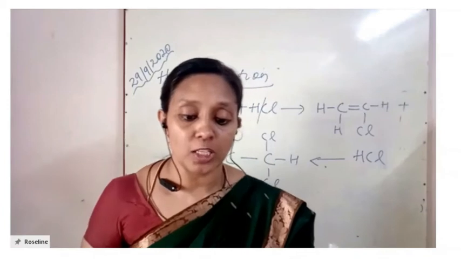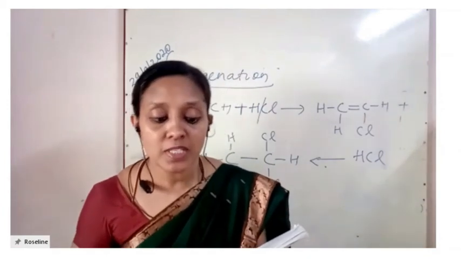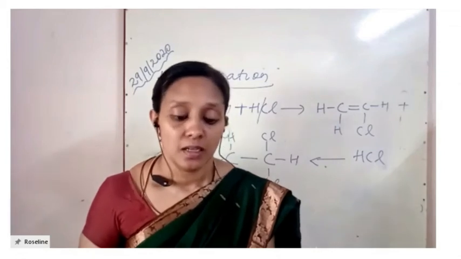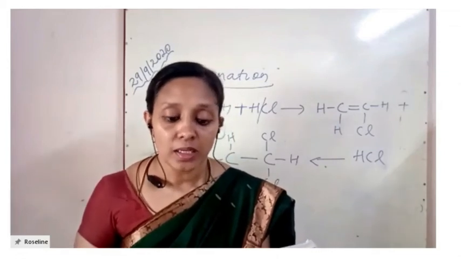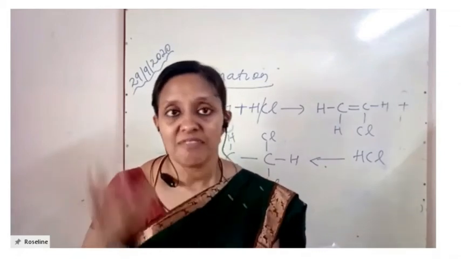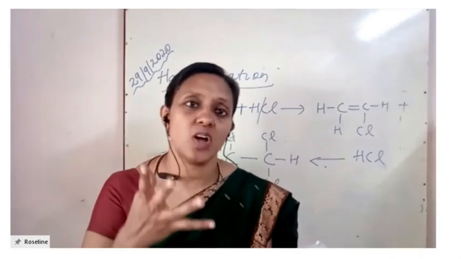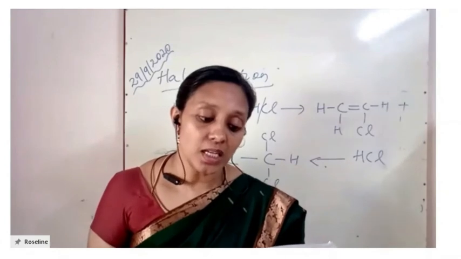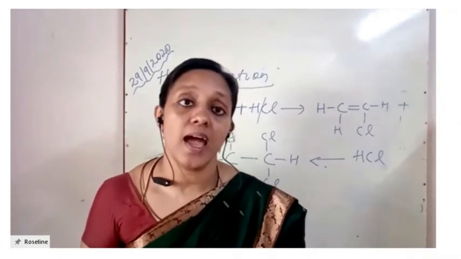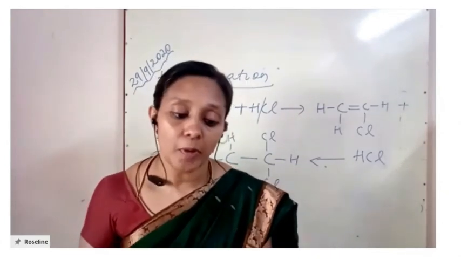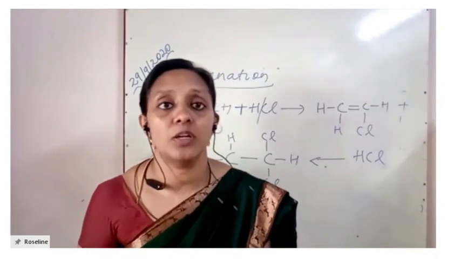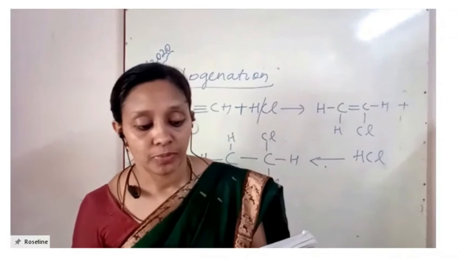Now, moving on to question number 8. Write the following properties of ethene. Physical state: it's a colorless gas. Odor: as I told you, it has a faint, sweetish smell. Density: it's less dense than air. About its solubility, it's not much soluble in water, mainly soluble in organic solvents.